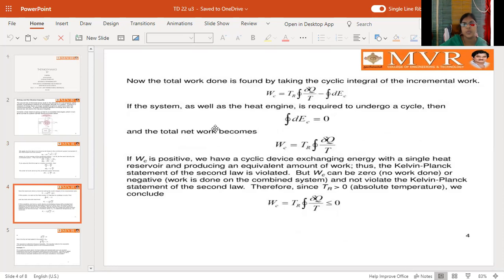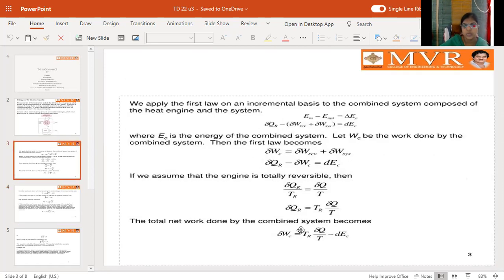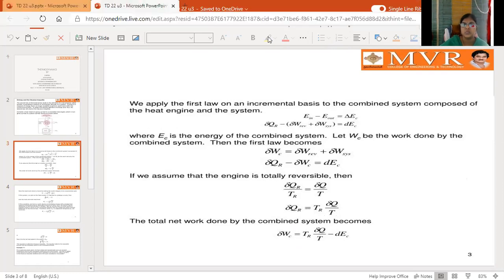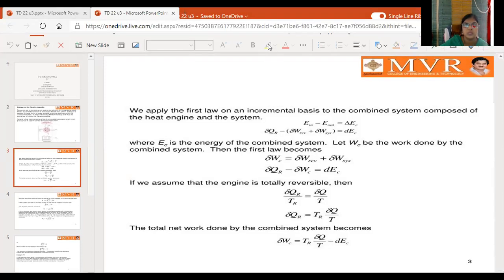Actually, that step will come. Now the total work done is found by taking the cyclic integral of the incremental work. So for the total work done, we can replace delta QR, which is equal to TR into delta Q by T. This delta QR is substituted here. So this is the equation.